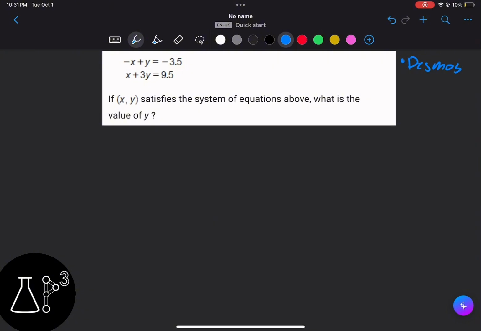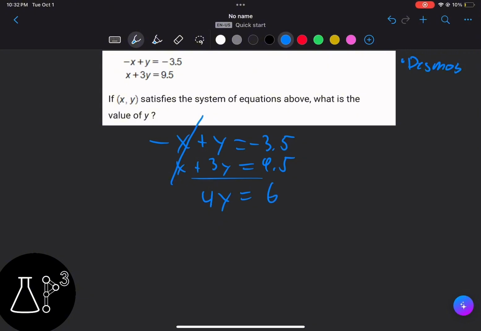So let me rewrite it. -x plus y equals -3.5. I'm going to write the bottom one, x plus 3y equals 9.5. So like I said, you can combine two equations. And we want that because we're looking for y, and we don't care about x. We see that x is -x in the first equation and +x in the second equation, so they just cancel out. And the y and the positive 3y add up to 4y. And then -3.5 plus 9.5 gives us 6.